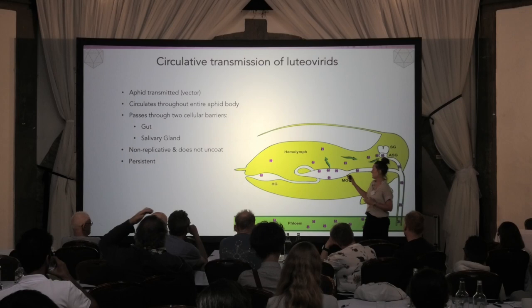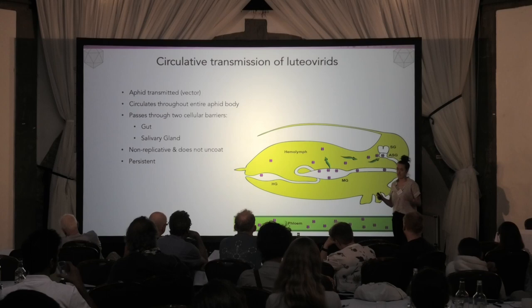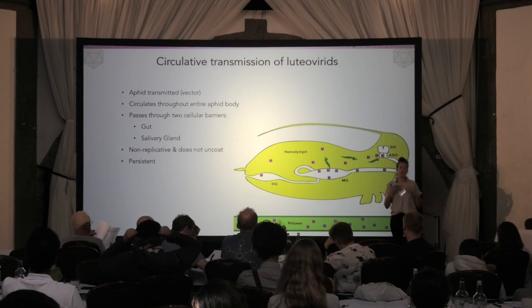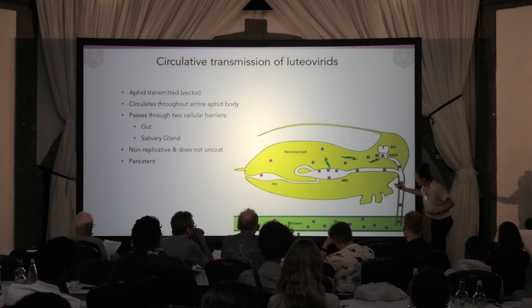So it will cross through the gut barrier into the hemolymph, sort of the body cavity, the blood of the aphid, and it will circulate around in the aphid. Then it will move to either the accessory salivary gland or salivary gland and cross a second cellular barrier. Aphids spit when they feed, so the virus will then get spat back out in a subsequent feeding. That is what completes the transmission process of these viruses between plants. It goes on a journey. This virus is moving across two cellular barriers.